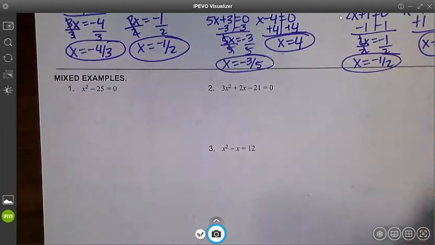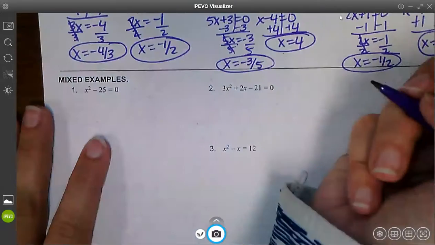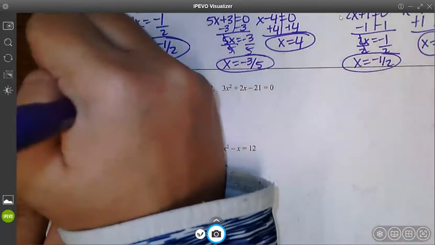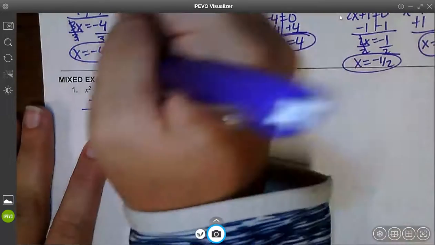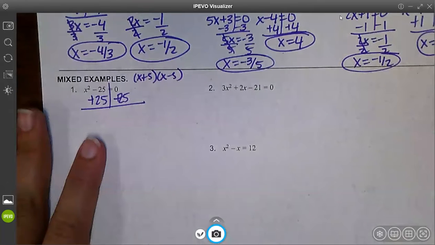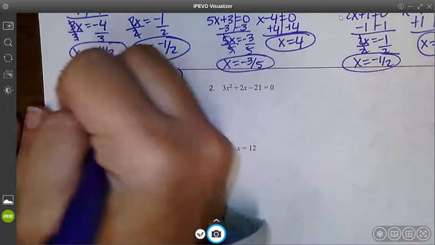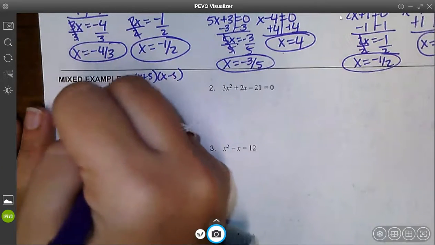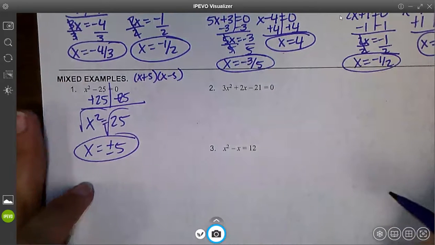And then mixed examples. This one, I am going to solve it just adding my 25 to both sides. You could also use difference of squares, and it would be factored x plus 5, x minus 5 equals 0. And do it that way. So I have x squared equals 25. Take the square root of both sides. X equals plus and minus 5.